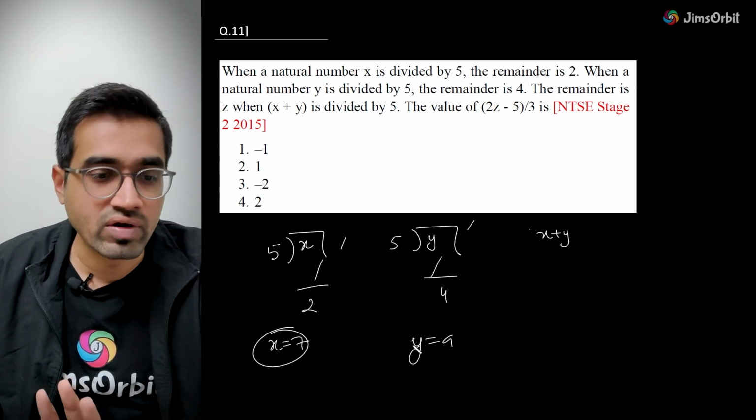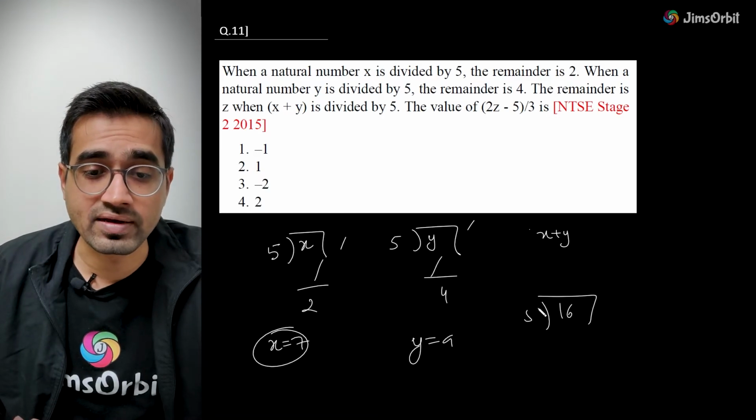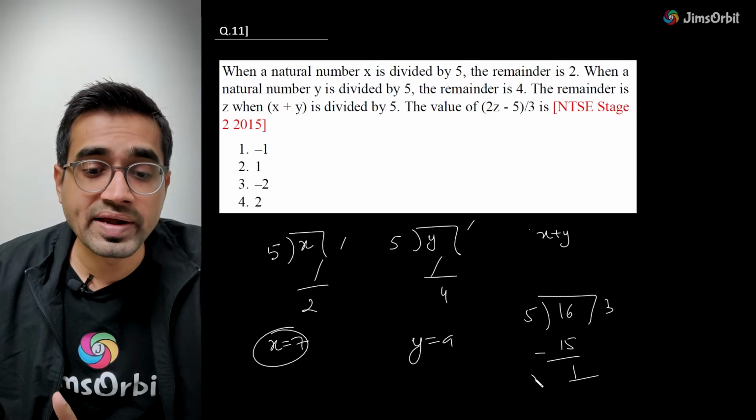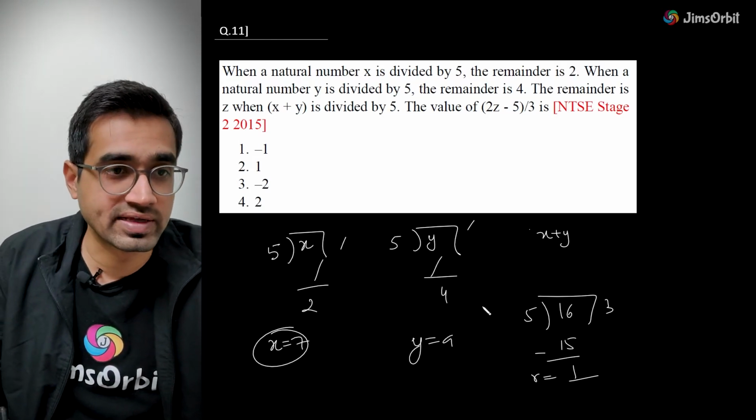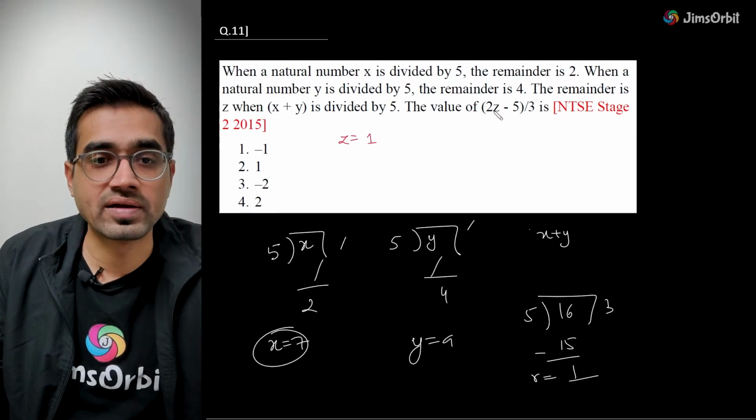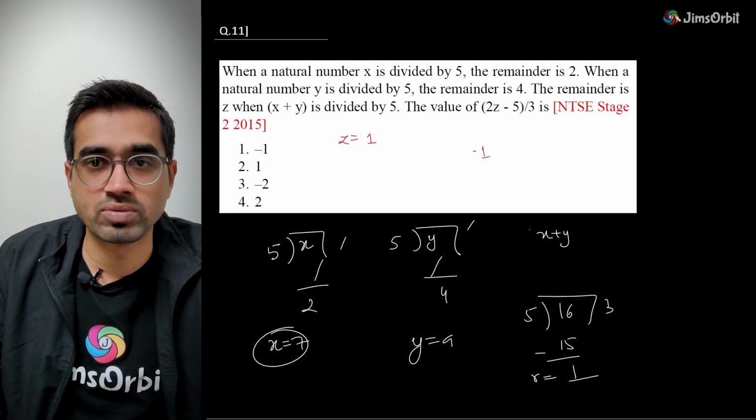It's enough. So just add these two numbers. You get 16. Divide it by 5 again. What is the remainder now? 1. This is what z is. z is the remainder. So z is 1. Put z here. 2 ones are 2 minus 5, minus 3 by 3 is minus 1. So the answer is option number 1.